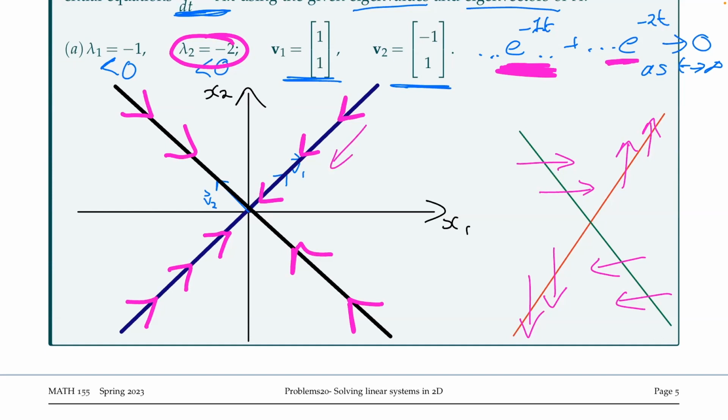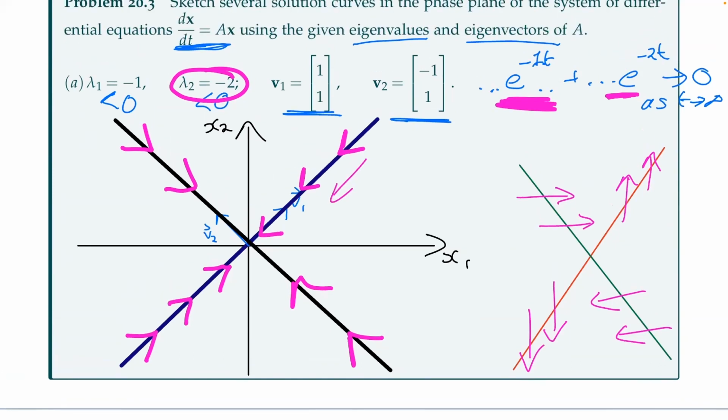Okay, so the question actually asks us to plot some solution trajectories. So what do we know? Well, suppose we start off somewhere over here. This is my initial condition. I know that I'm going to get pulled in towards the origin. We actually know that V1 is going to be dominant.